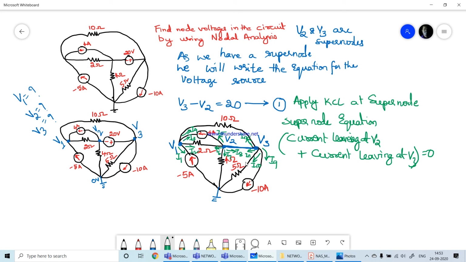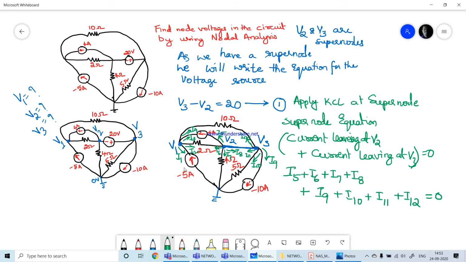Okay. Now what is the current leaving at V2? I5 plus I6 plus I7 plus I8. Right? See here, I5, I6, I7, I8 are the 4 currents which I have assumed, which are leaving V2. Plus, what is the current leaving at V3? I9 plus I10 plus I11 plus I12. So this whole thing equals 0.